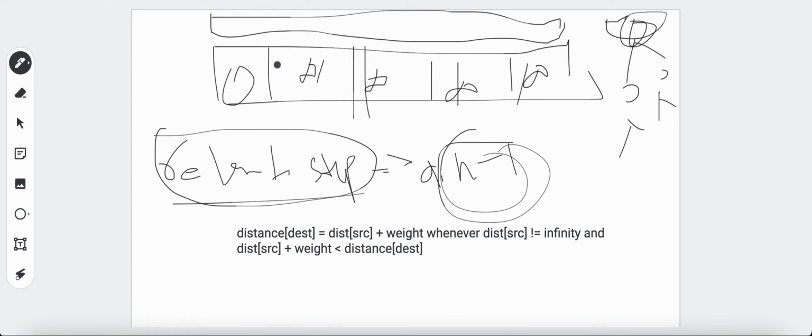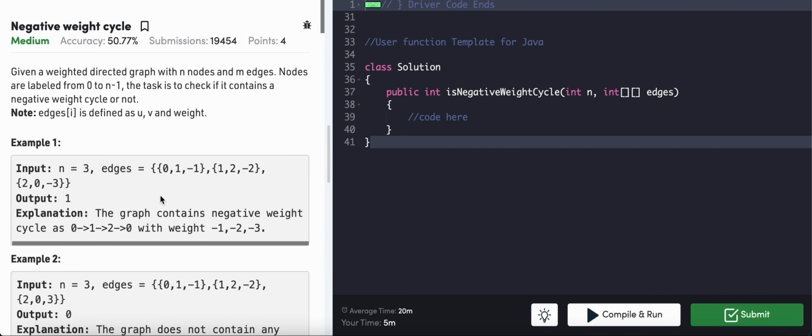Even if we do more relaxation steps, it should not change. But if it does change, that means there is a negative weight cycle which makes our distance keep on changing again and again. That's where we say the given graph has a negative cycle. Otherwise, it does not. So let's look at this.